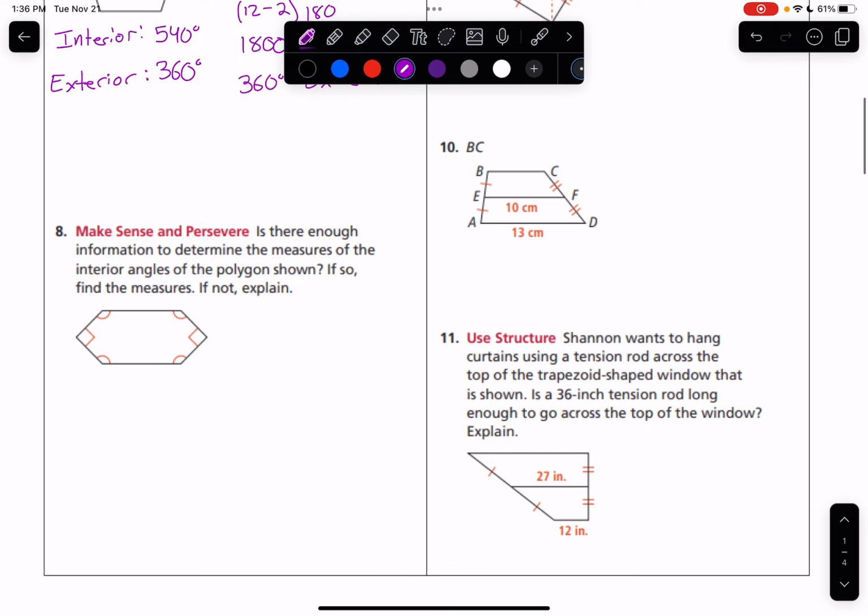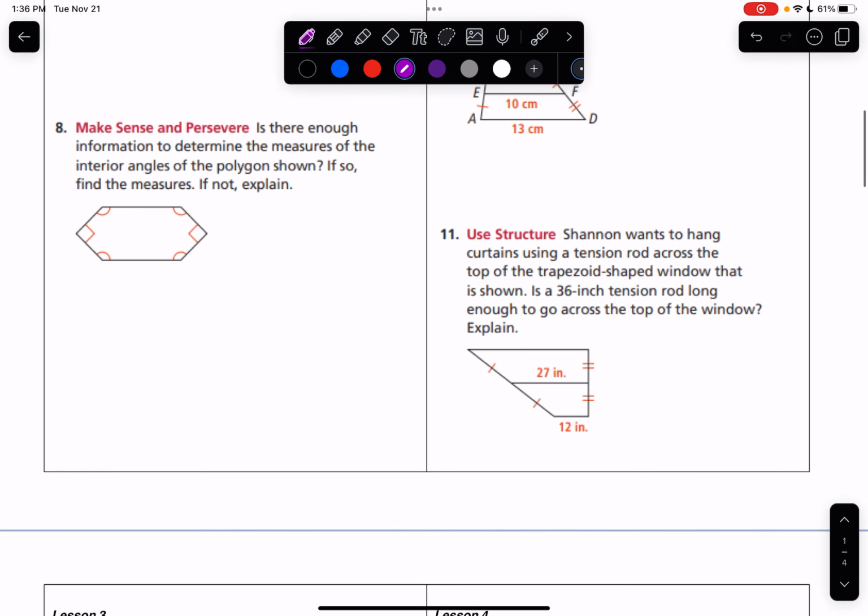Number 8, is there enough information to determine the measure of the interior angles of the polygon shown? If so, find the measures. If not, explain. Well, it looks like we have a hexagon here, and we can definitely find the sum of the interior measures of a hexagon. We can do 6 minus 2 times 180, which gives us 4 times 180. So the sum of those angles is 720 degrees.